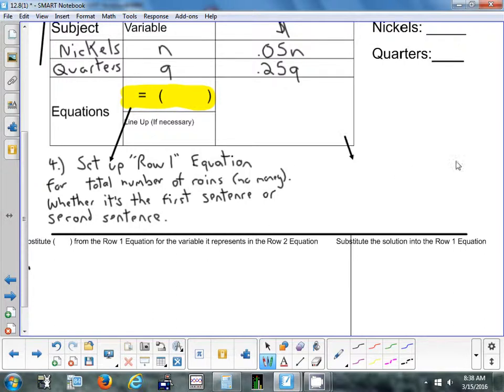Alright? Give you guys a second to get that down. Like I said, whether it's the first or second sentence, it doesn't matter. It'll make sense to you when we go through it, but it has to be that row 1 equation every time.